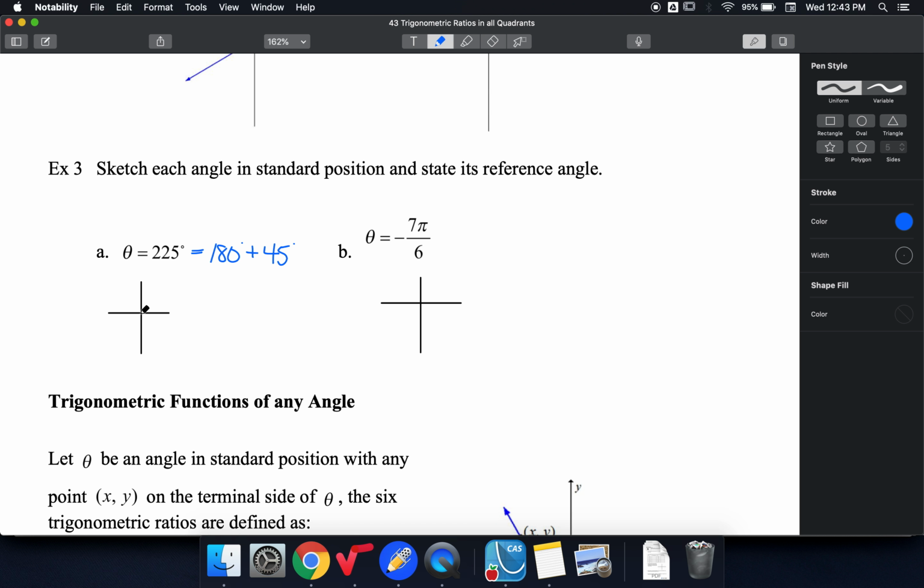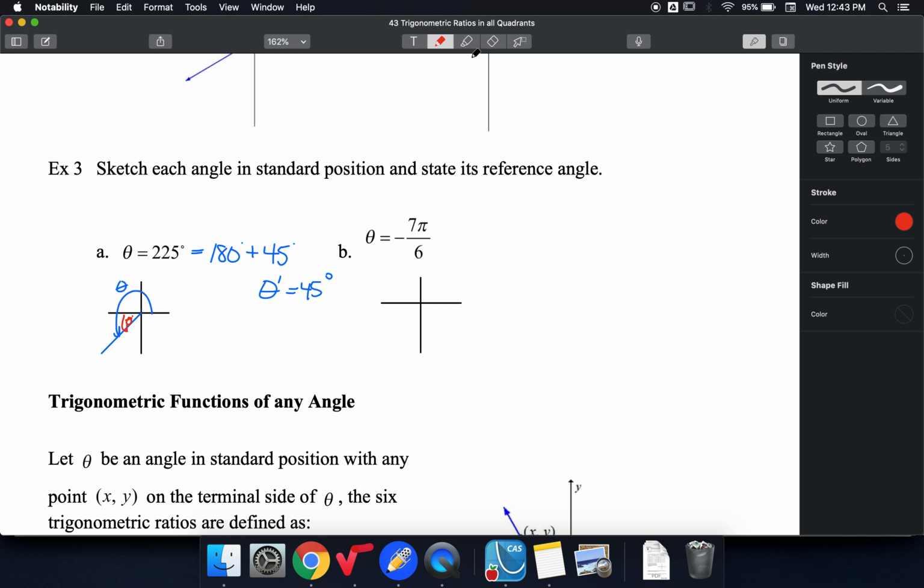So 45 degrees is exactly halfway between those two. And so now my reference angle, theta prime, is 45 degrees. So here's my full angle, theta. And then my reference angle, we think of as being positive, and we call that theta prime, which was our 45 degrees.